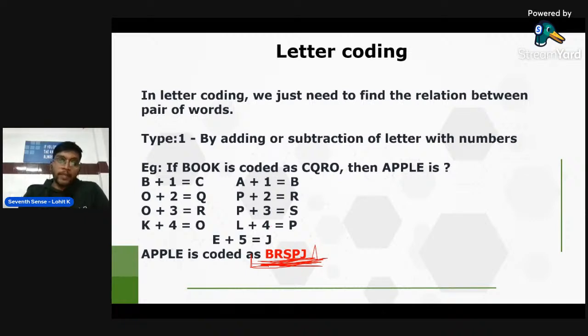So in the decoding part, you need to do the opposite of what you have done in the coding part. So that is your decoding. This is the basic difference between coding and decoding. Both parts we are going to learn in the rest of the videos also.